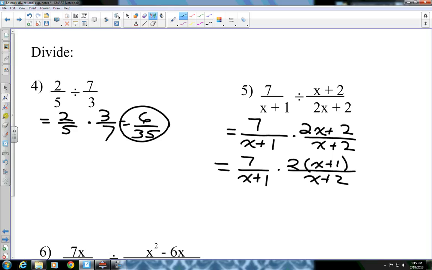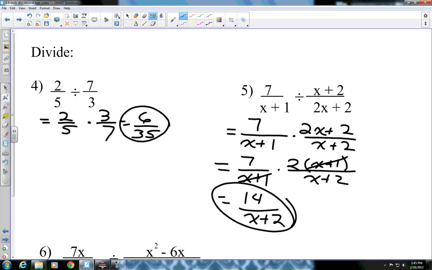The x plus 1's cancel. And 7 times 2 is 14, so 14 over x plus 2, like that. You cannot cancel the 2. It's got to be a whole factor.